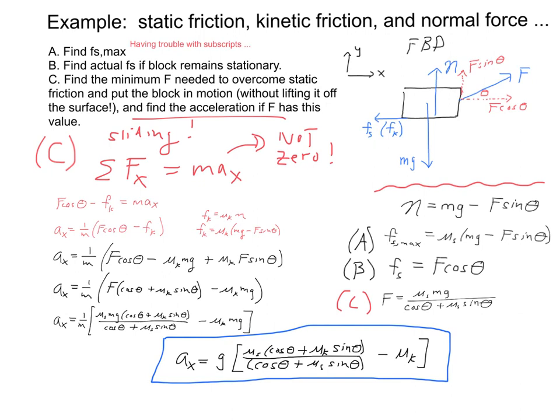Now, let's try to do some reality checking. When you've got a complicated expression like this, it may be difficult to really do full reality checking, but let's do the best we can, and we can actually do quite a lot. First, let's notice that the units are correct. We've got a sub x equals g times a bunch of factors. Now look at all this stuff. Mu sub k has no units. Mu sub s has no units. Cosine theta, sine theta, all that has no units. So the units of our result are just units of g. So at least our result has the right units.